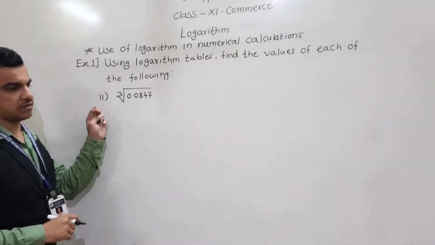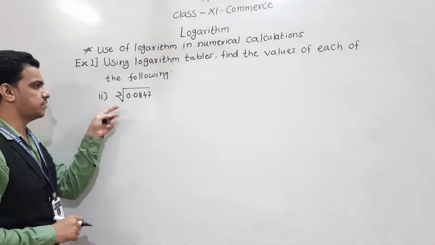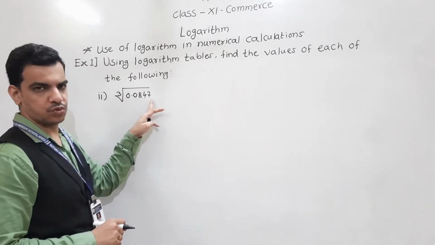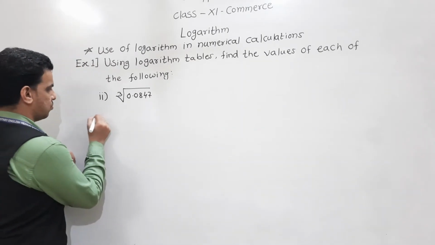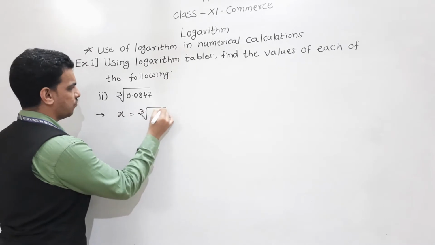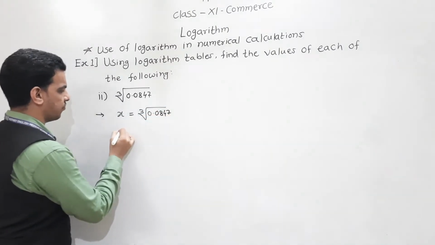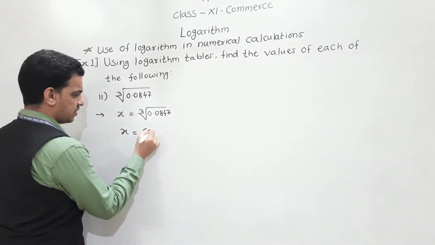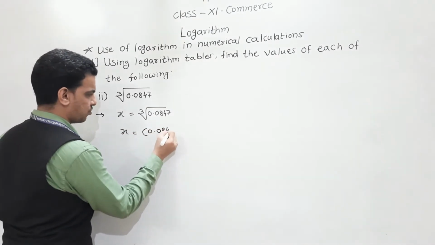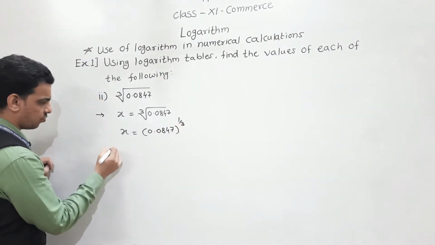The second example is, find the value of the cube root of 0.0847. Okay. So we suppose that this is equal to x. So x is equal to the cube root of 0.0847, or we can write x is equal to 0.0847 raised to 1 by 3. Okay. Now take log on both sides.